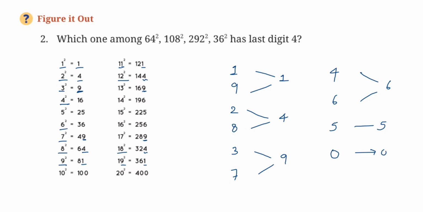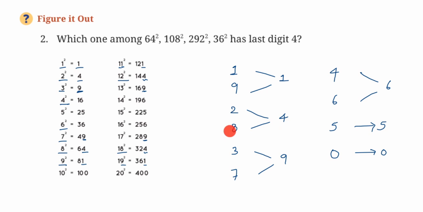Now we have to remember this. So if they give you any number and ask which of the following numbers' squares has a last digit 4 or 6 or 5, whatever, you can use this trick. So here they're asking the last digit to be 4. For 4, the number will always end with 2 or 8.